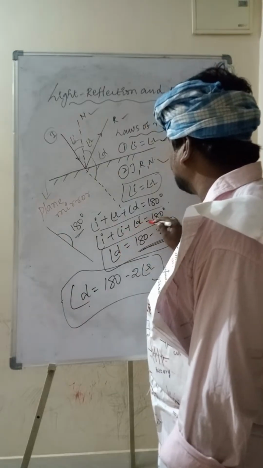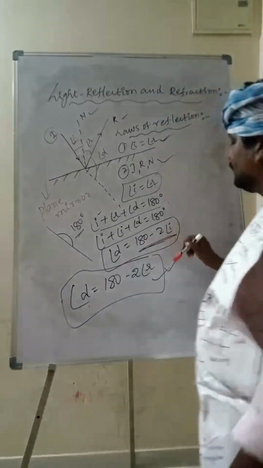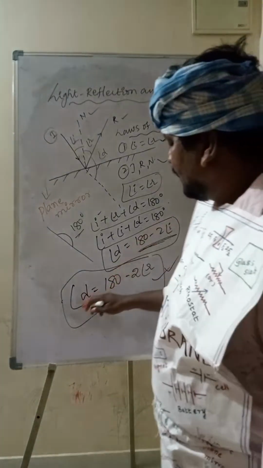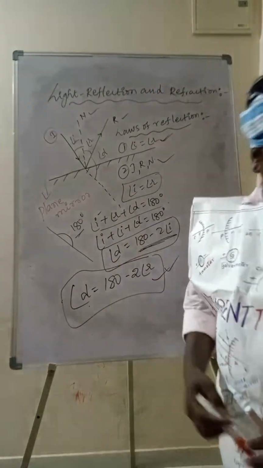So angle of deviation equals 180 minus 2 times angle of incidence. So angle of deviation equals 180 minus 2 times angle of reflection. So we can take it both ways.